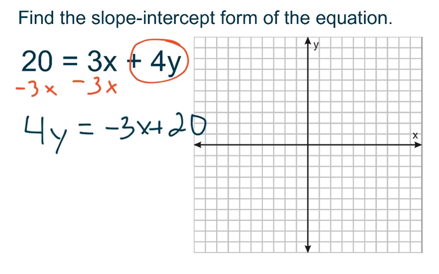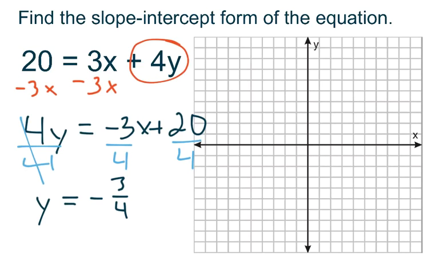To get the y by itself, next step here is going to be dividing by 4. But we're going to do that in all the spots. Divide by 4, divide by 4. So our next line of work is going to be y equals negative 3/4 x plus 5.